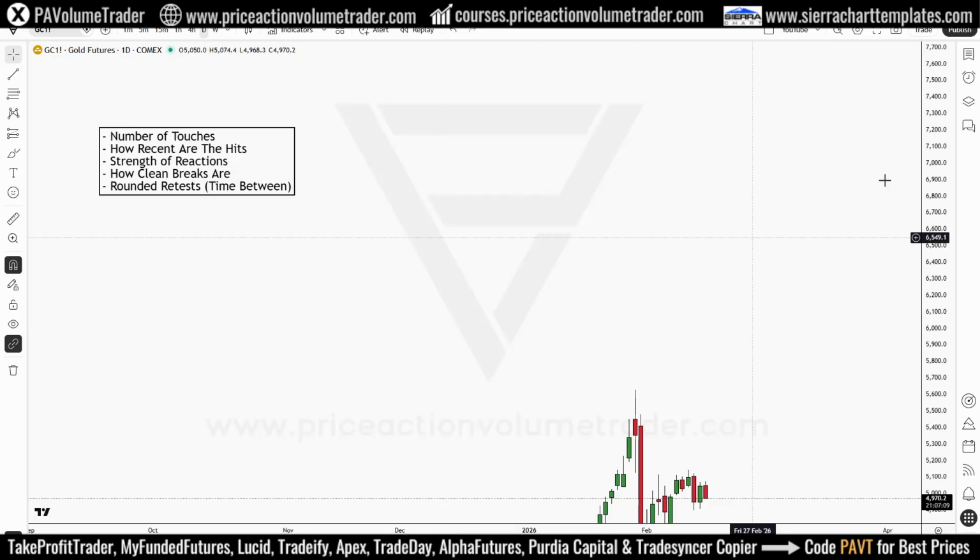confluence factors and things that I use. Over here, I have a list of 5 things that I like to use. First, I want to see the number of touches that a level gets. And by number of touches, I don't mean just from one side, I mean from above and from below, because the more a level is tested from either side, for me, that gives it more validity.